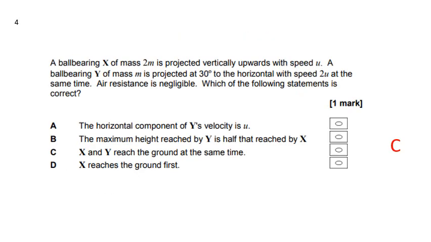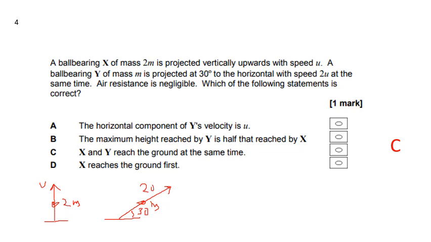Ball bearing of mass 2m projected vertically, right? So for X, our ball bearing is going upwards there, and it's got a mass of 2m, and its velocity upwards is u. Okay, now Y is projected at an angle of 30 degrees to the horizontal. So there's 30 degrees, and its mass is just m, but its velocity is 2u. Okay, so which of the following statements is correct?